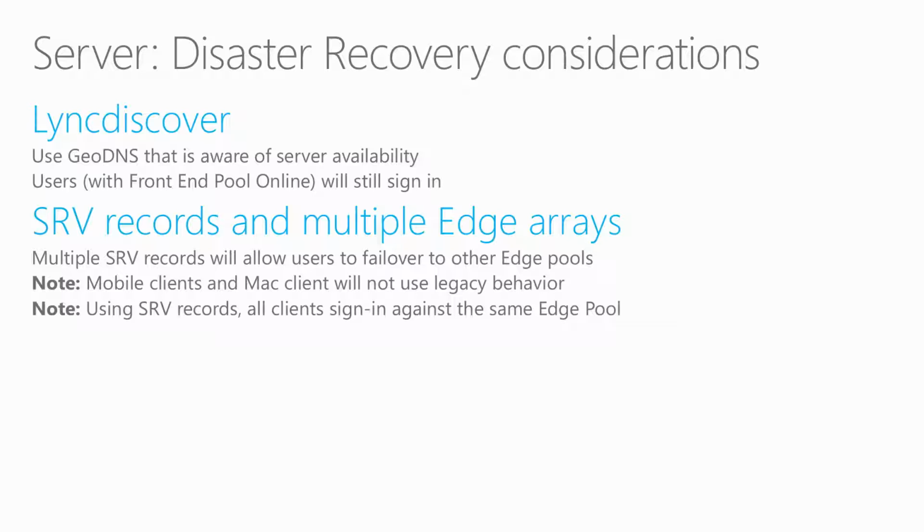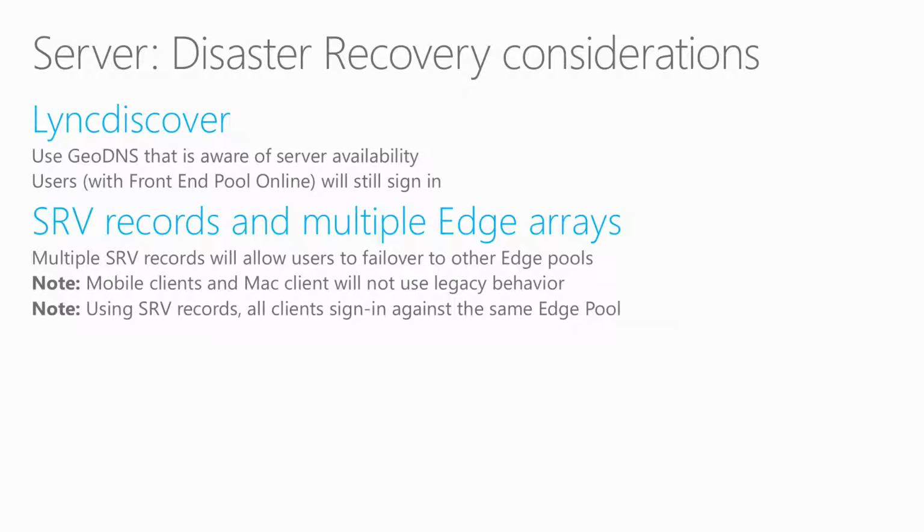pool. So in your global environment where you have your three data centers and three pools, if the SRV record with the highest priority points to one of the edge pools, all endpoints will sign in using that edge pool. And only if you lose that, then they will start signing in against another one. But again, all will sign in against this other one.